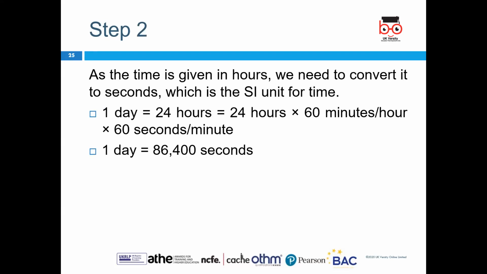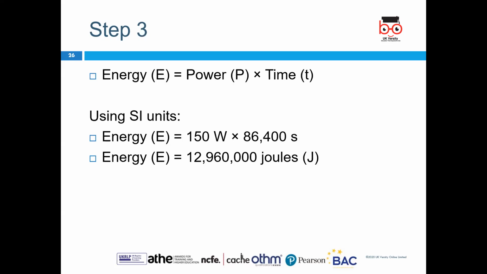As the time is given in hours, we need to convert it into seconds, which is the fundamental SI unit. So 1 day is equal to 24 hours, which is equal to 86,400 seconds. That is how you convert. Then we have step 3, which is energy is equal to power into time. So using SI units, energy is equal to 150 watts into 86,400 seconds.